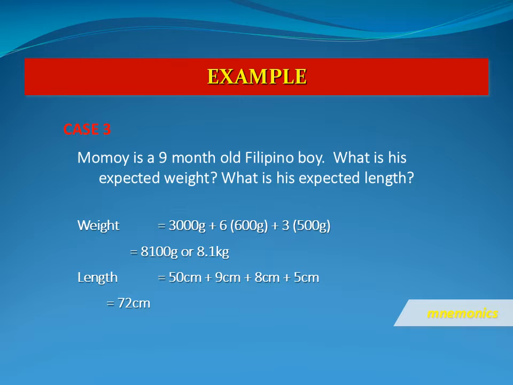Remember that the birth length is 50 centimeters. We add 9 centimeters for the first 3 months, 8 centimeters for the succeeding 3 months, and 5 centimeters from the 7th to the 9th month. So we add 50 plus 9 centimeters plus 8 plus 5, and we total to 72 centimeters.